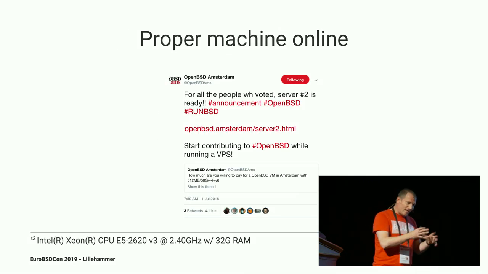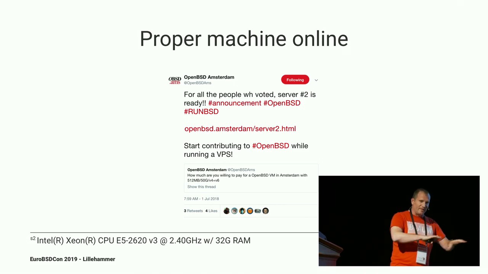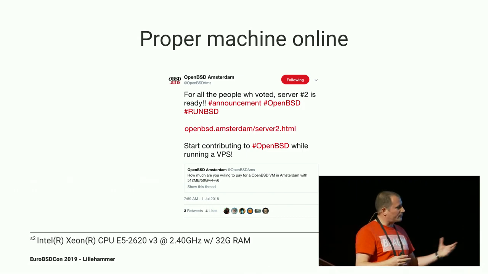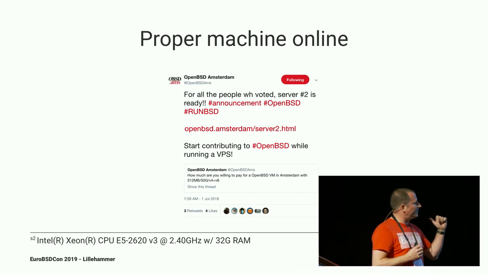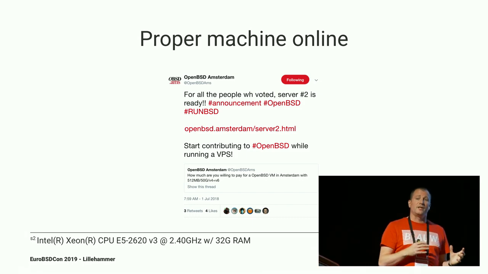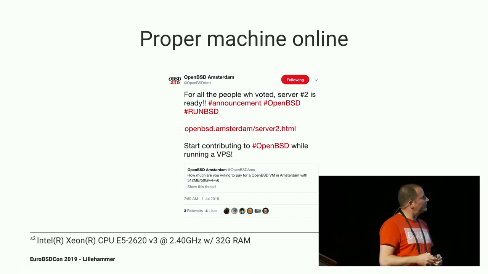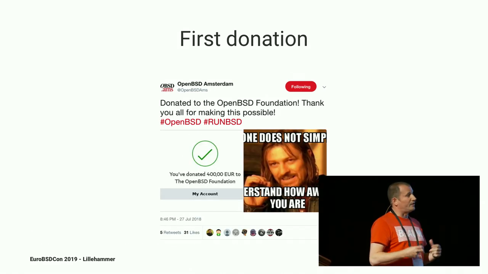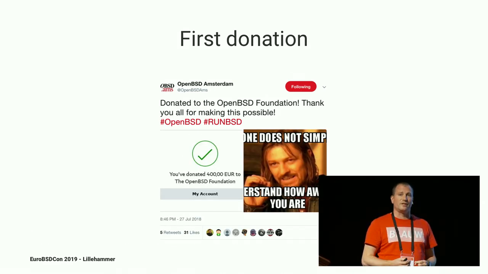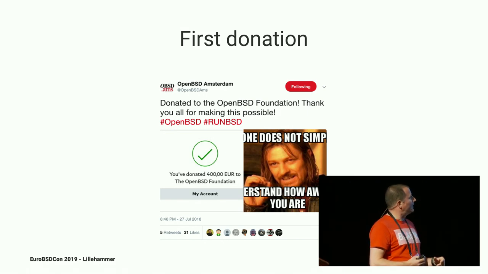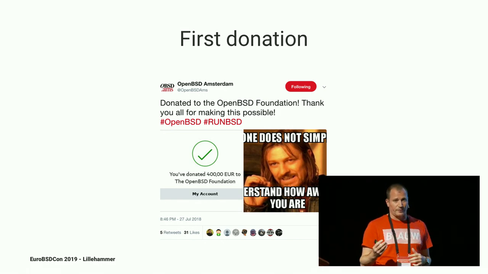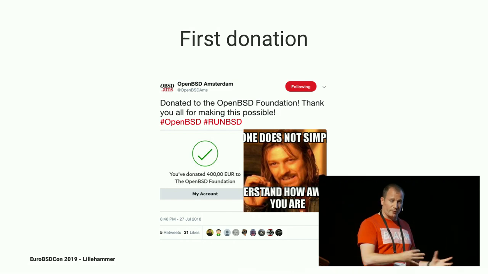Then I was able to get rid of some VMs that I was running on this machine that I brought online. And this was actually the machine that kickstarted the whole thing. This was able to take 50 VMs on it. And out of that came the first donation to the OpenBSD Foundation, which I thought was really cool. I was able to donate 400 euros based on the first, I think, first month of running this.